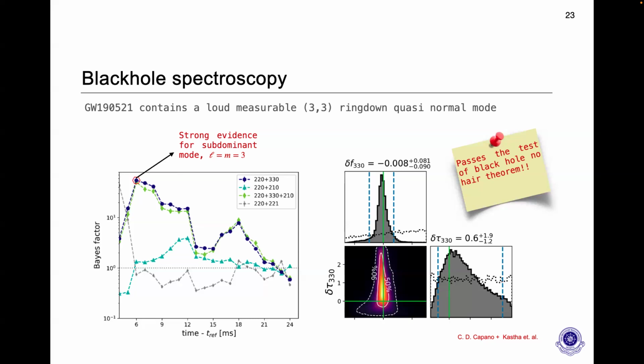And what we find is that delta F 330 and delta tau 330 are consistent with their values being 0. So there is a spread in delta tau 330 and delta F 330, but the value 0 is inside our posterior. That means this event actually passes the no-hair test.